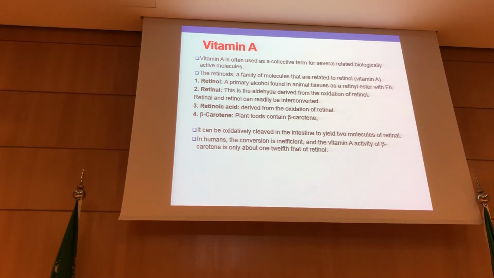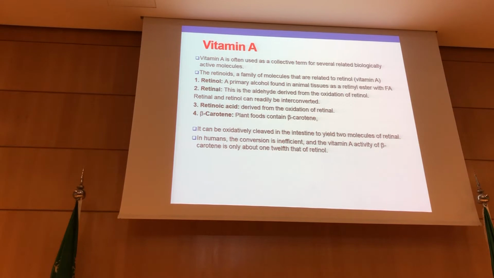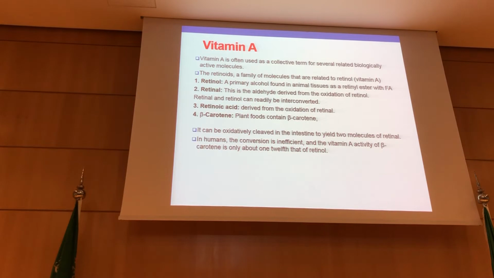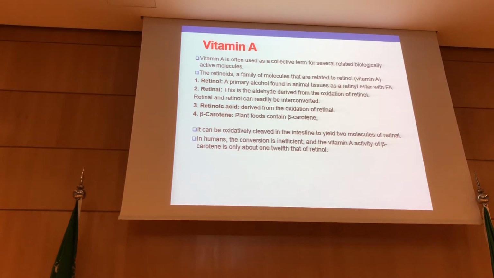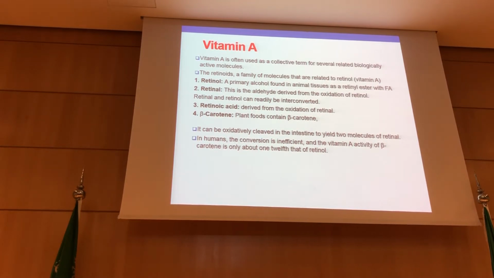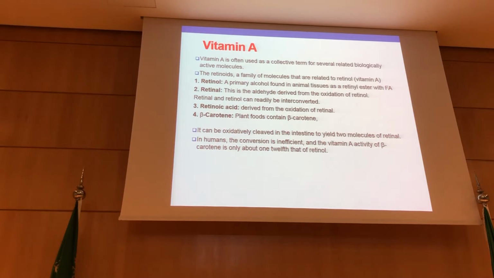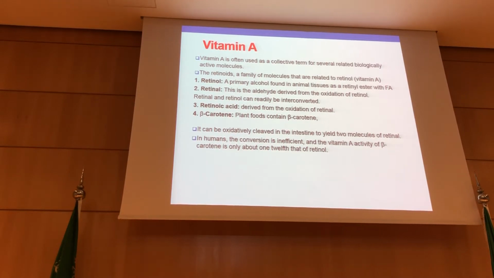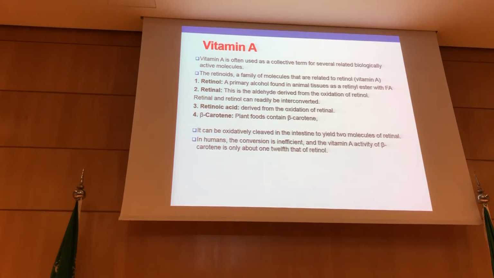It's obtained from the oxidation of retinol, and retinol and retinal can be interconverted. So retinal can give retinol, and retinol can give retinal. Now, retinoic acid is another form of vitamin A. It's derived from the oxidation of retinal, and beta-carotene is the precursor of vitamin A. So from beta-carotene, we can form retinal and retinol. The beta-carotene can be cleaved in the intestine. I will show you what will happen with beta-carotene. But this conversion is not sufficient. That's why we need to take vitamin A in the form of retinol and beta-carotene.